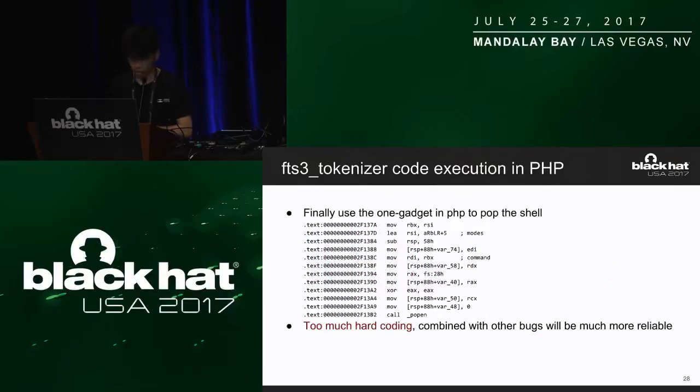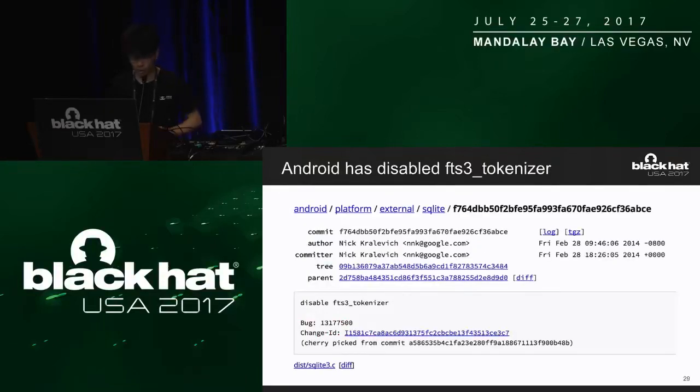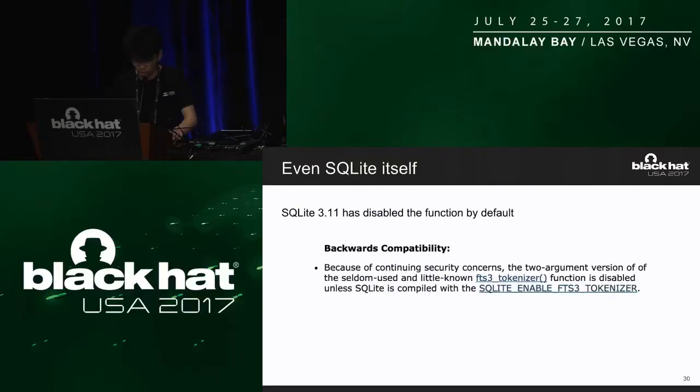Now we are talking about the reactions of the other vendors. Actually, Android has a custom branch of SQLite. The Android team noticed the risk of fts3_tokenizer, and they disabled it 3 years ago. It happened before the report of the previous bug. And the developers of SQLite also noticed the risk of the tokenizer. You have to compile SQLite with a special option before using it.